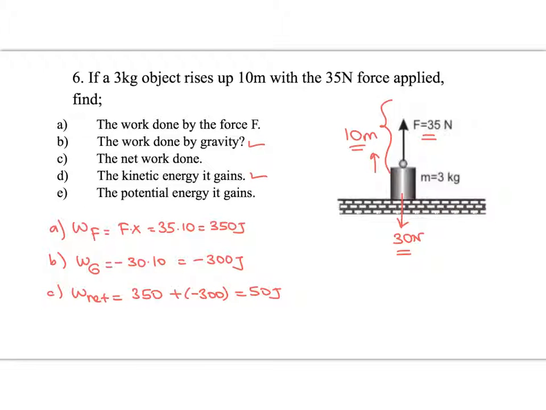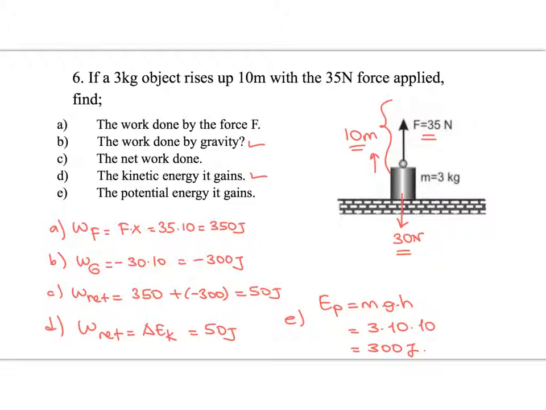The kinetic energy it gains: the net work done is equal to the change in kinetic energy, so it is equal to 50 joules. The potential energy it gains: the potential energy is equal to mgh. Mass is equal to 3, g is equal to 10, the height is 10, so it gains 300 joules of potential energy.